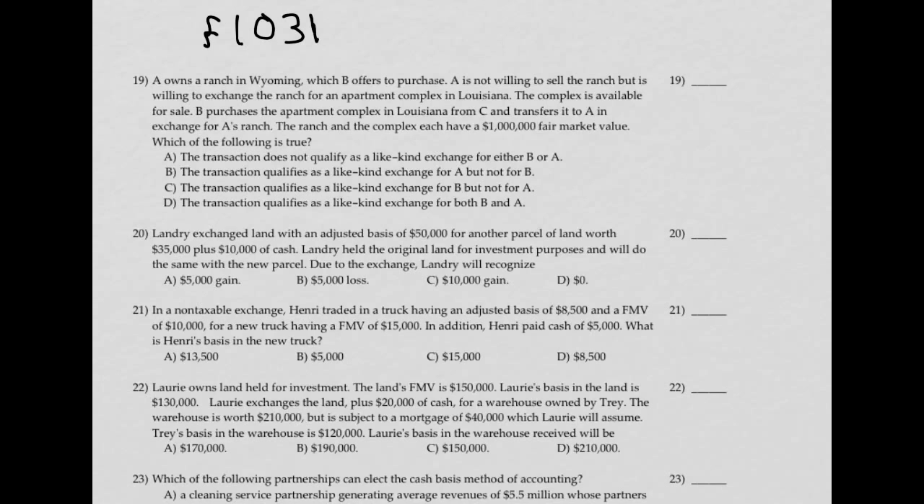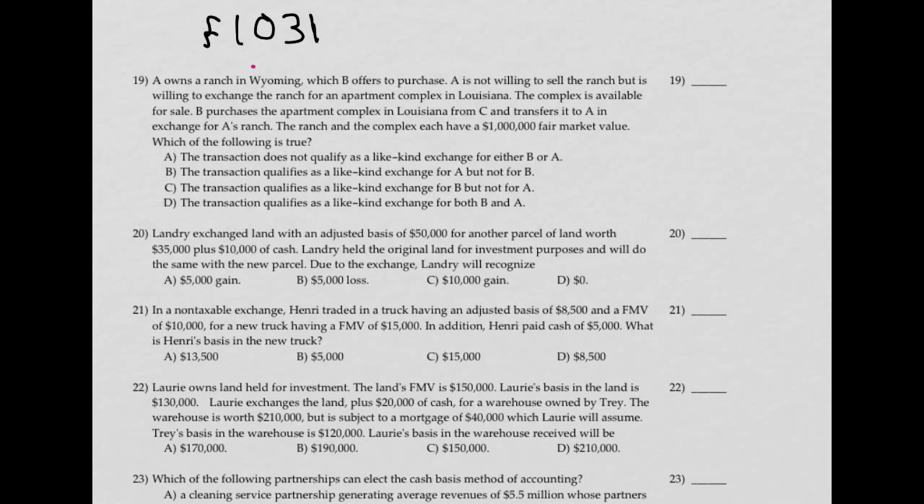Let's see, we've got a ranch. We have to ask ourselves a few questions. Again, the textbook probably needs to fill in some of the details of what was not said in class. So, do we have like-kind property? This is a ranch.